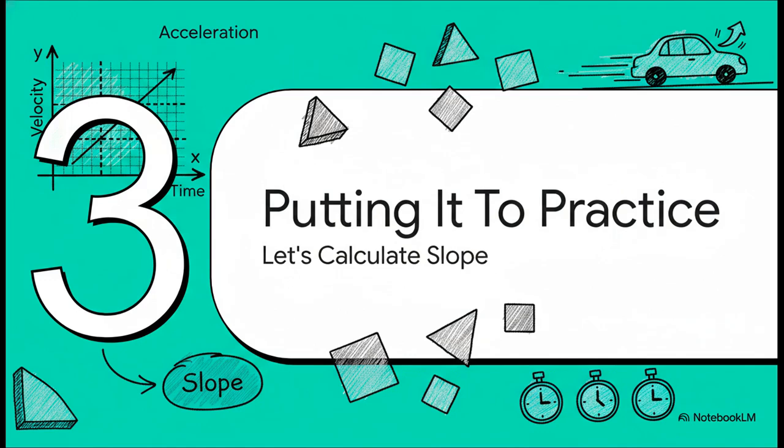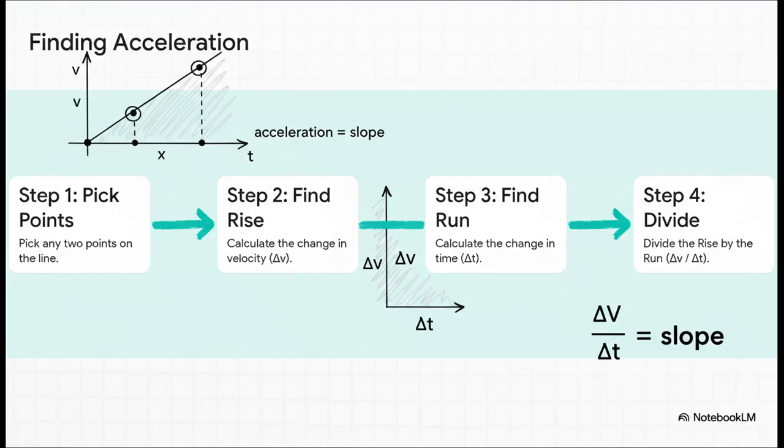All right, knowing the theory is one thing, but let's actually make it real. Let's get our hands dirty and actually calculate the slope for an example. It's a really simple four-step process. First, just pick any two points on the line that are easy to read. Second, figure out the rise. That's the vertical change in velocity between them. Third, find the run, the horizontal change in time. And finally, you just divide the rise by the run.